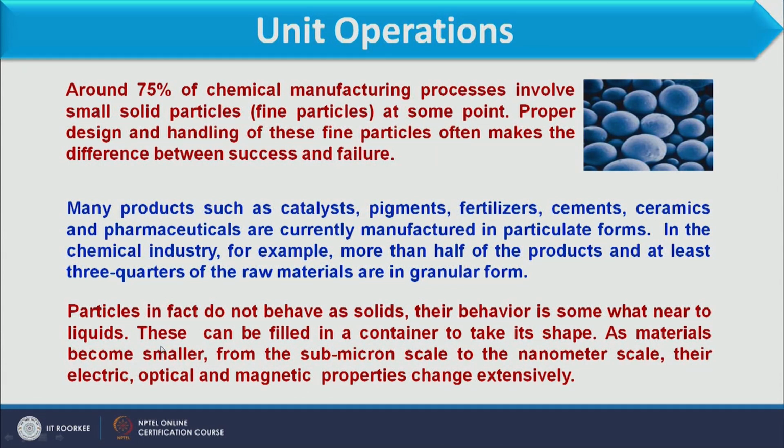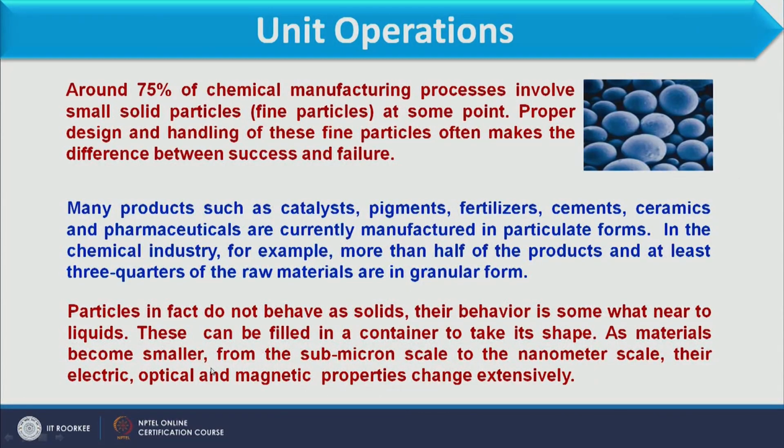Now, further, if we consider a particle, it can have a definite shape, but we are considering a number of particles. Particles in fact do not behave as solids, their behavior is somewhat near to liquid. How can we say that? Because when we take a number of particles in a glass and tilt the glass, it can take the shape of the container, and it can change its property as the property of a liquid changes. So, therefore, we can compare the behavior of this with a liquid.